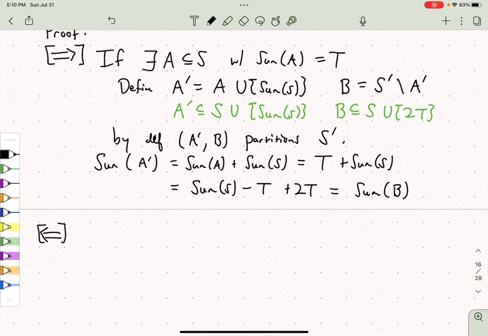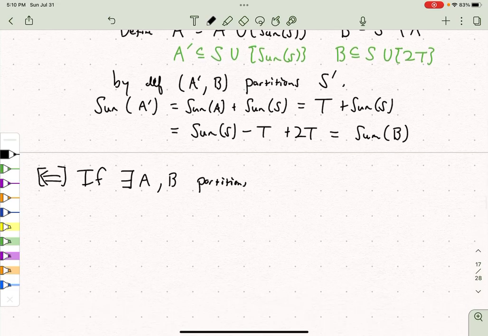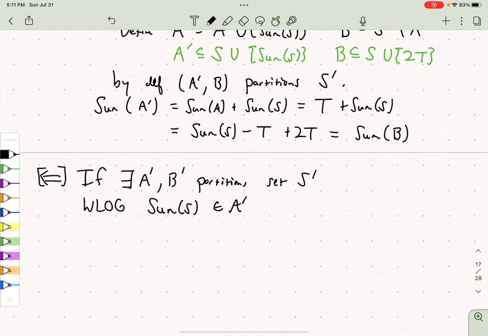On the other hand, let's assume there exists a partition, which I'll call A prime, B prime, that partitions the set S prime. And what do we know? Well, we know the sum of S is included in exactly one of them because it's a partition. So let's suppose, without loss of generality, that the sum of S is in A prime.